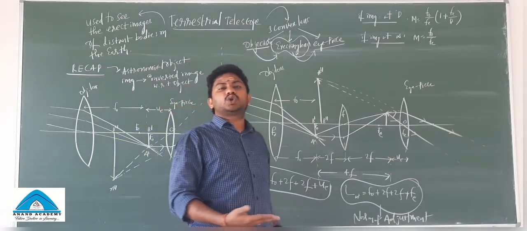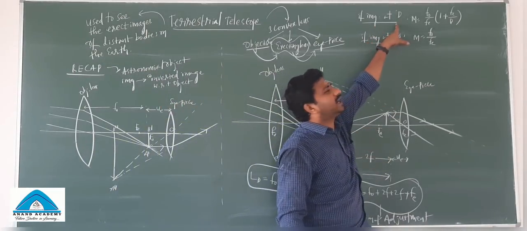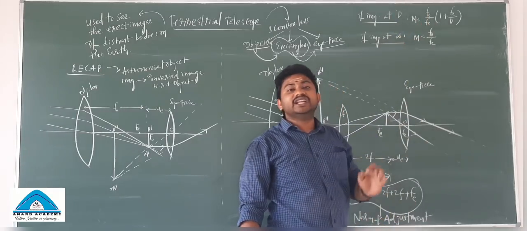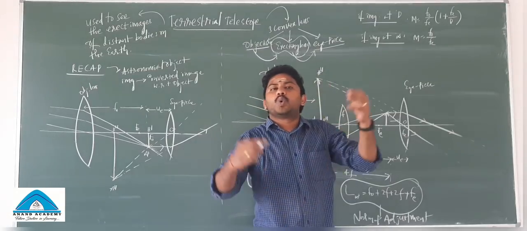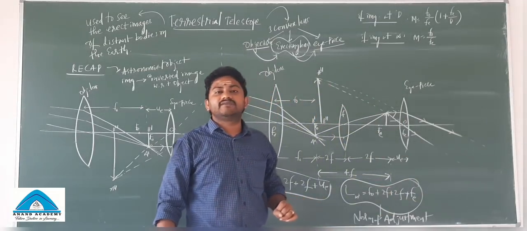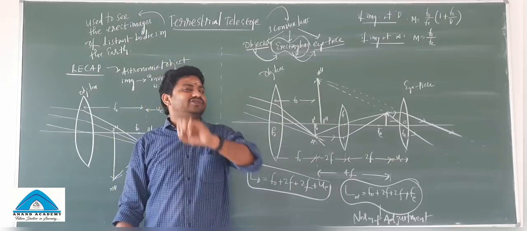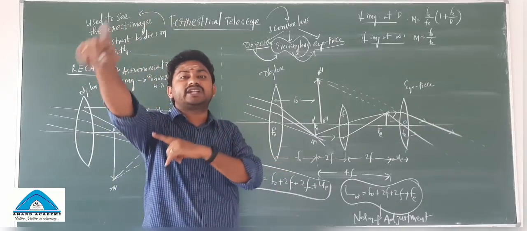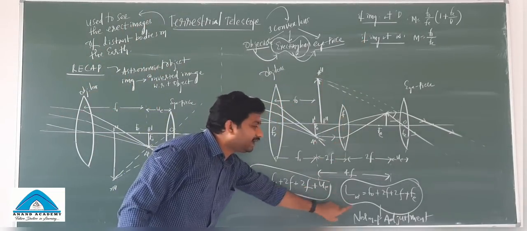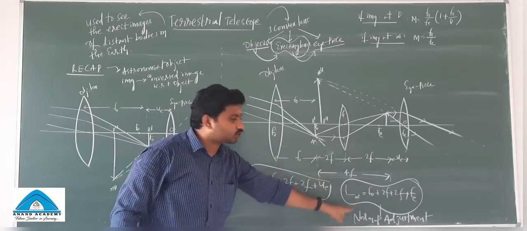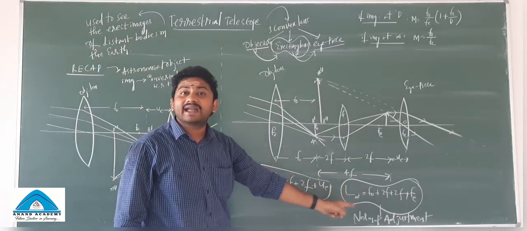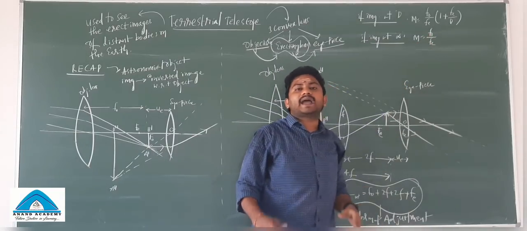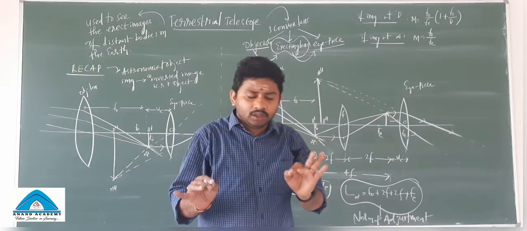In the astronomical telescope, the magnifying power when the image is formed at D, the least distance of distinct vision, will be F0 by Fe into 1 plus Fe by D. What is F0? Focal length of the objective lens. What is Fe? Focal length of the eyepiece. And what is D? 25 centimeters. When the image is formed at infinity, the length of the telescope will be F0 plus 2F plus 2F plus Fe. And the magnifying power will be similar to the astronomical telescope, F0 by Fe. That's it, right?